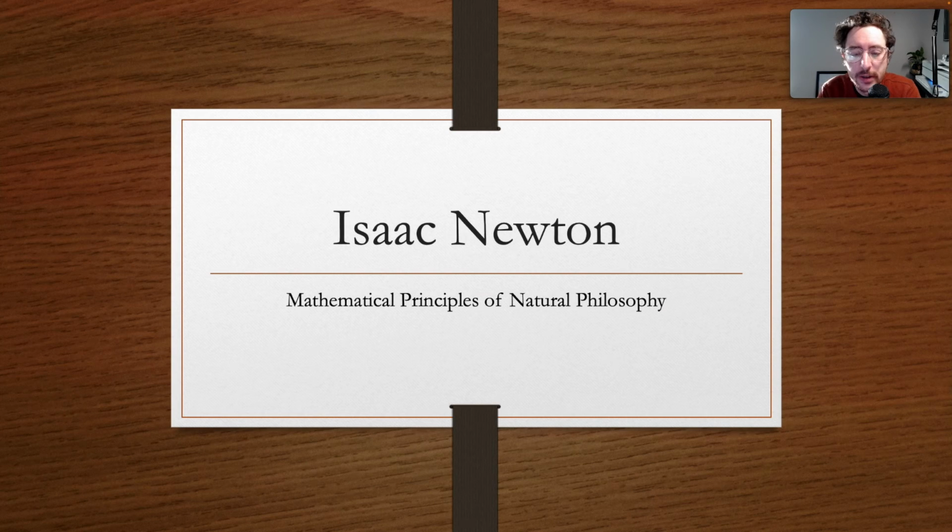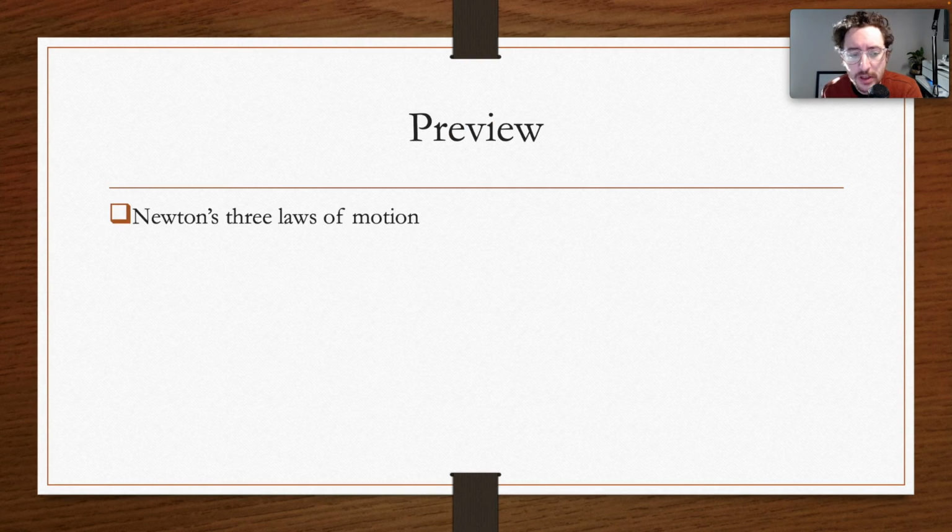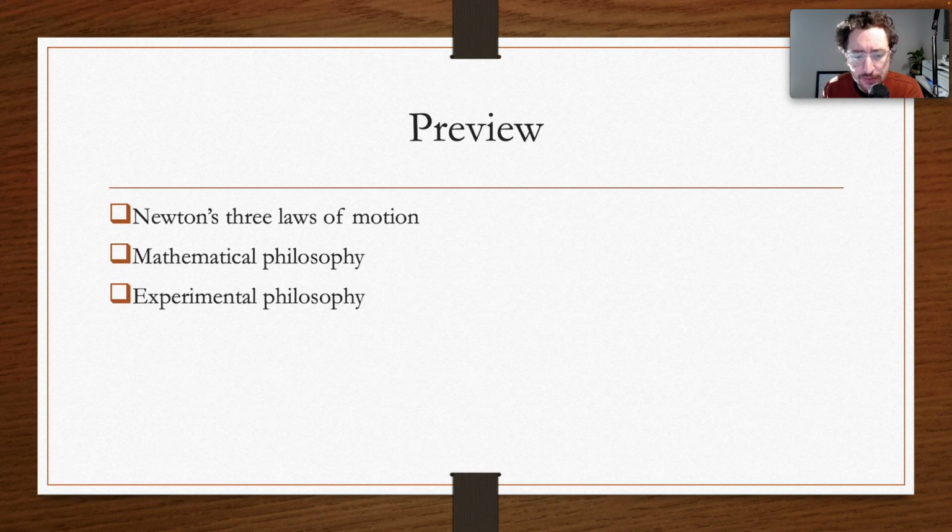Welcome back, everyone. In this video, we're going to be looking at some of the ideas of Isaac Newton and how they fit into the overall philosophical picture that was developed around the time in the very late modern period. So in this video, we're going to talk about Newton's three laws of motion just very briefly, but then we'll talk about how it relates to this idea of mathematical philosophy and experimental philosophy.